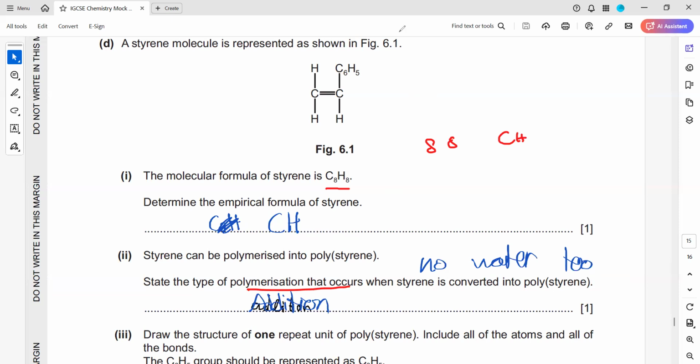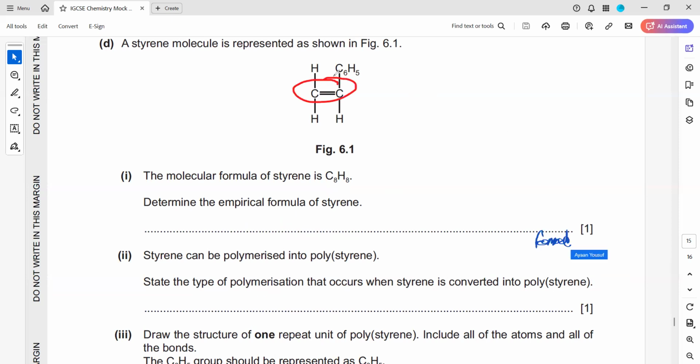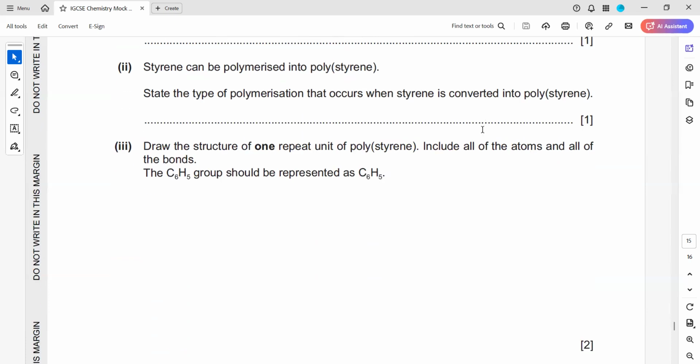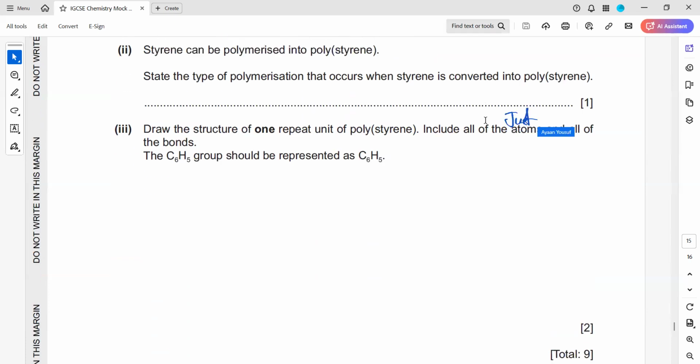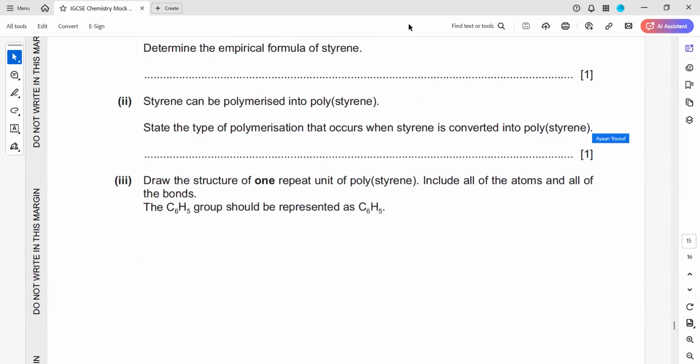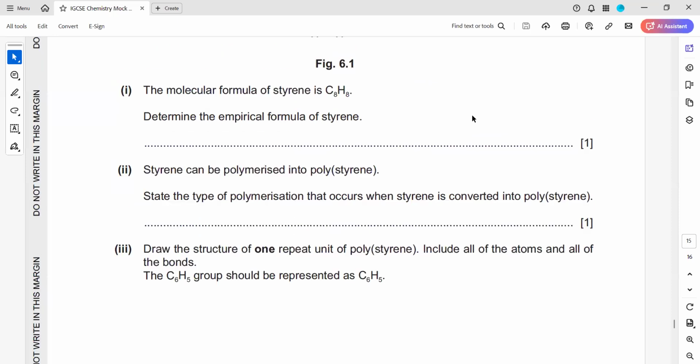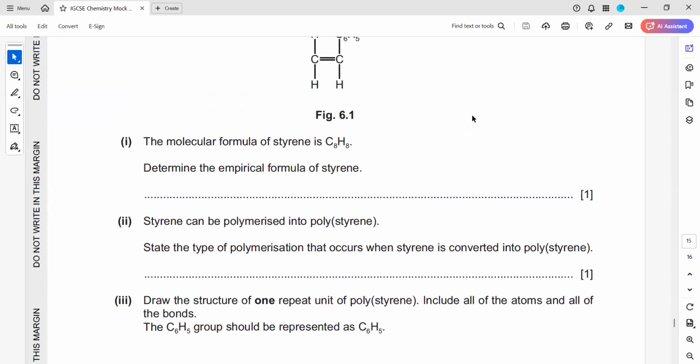No need to mention water. Whenever you have an alkene undergoing addition polymerization, we have to state the type of polymerization. Then draw the structure of one repeat unit. Draw the structure of the one repeat unit. So we have to include all the atoms and all the bonds.